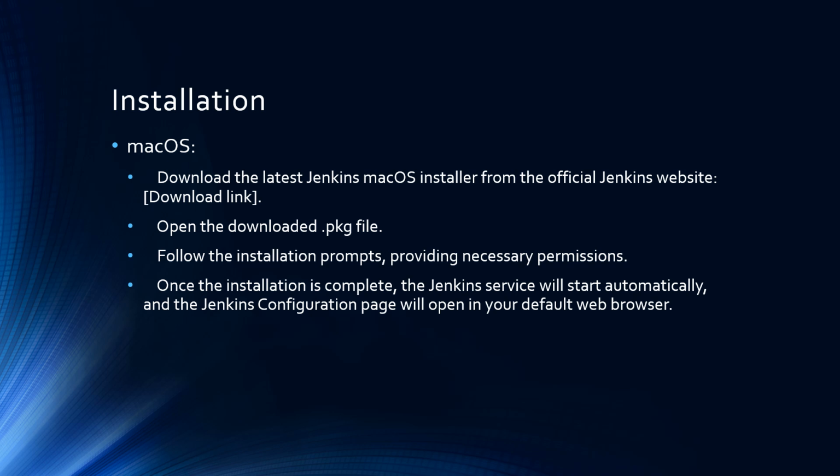The macOS installation process has some unique characteristics that are important to understand for a successful setup. The installation begins by downloading the latest Jenkins macOS installer package from the official Jenkins website. This package is specifically designed for macOS environments and integrates well with the operating system's security features and service management system. Similar to Windows, you'll want to consider choosing the long-term support (LTS) version for stability, especially in production environments.